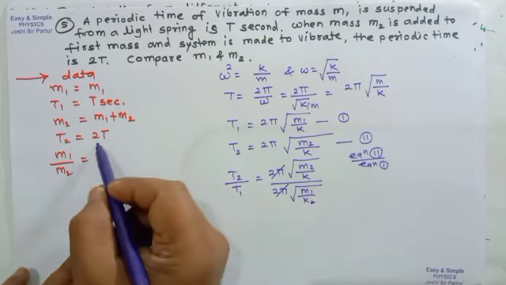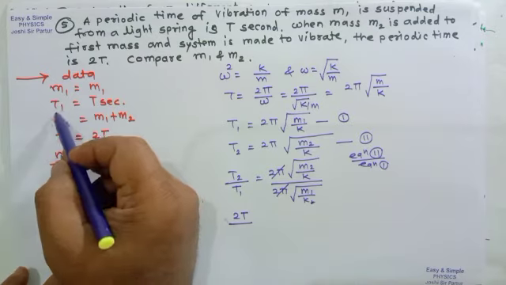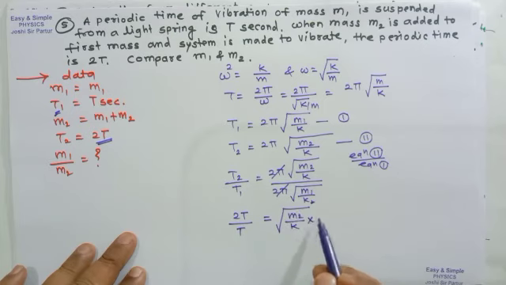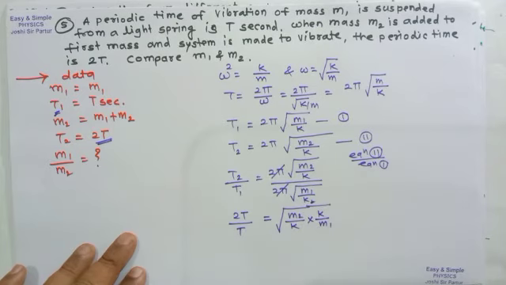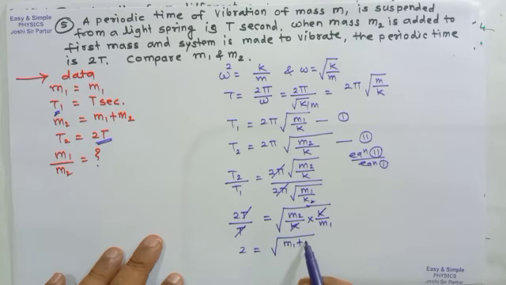Here the value of T2 will be 2T upon the value of T1, which is T, equal to square root of m2 upon k multiplied by k upon m1. Here T gets cancelled, k gets cancelled. Again, 2 is equal to square root of m2, which is given as m1 plus m2 upon m1.